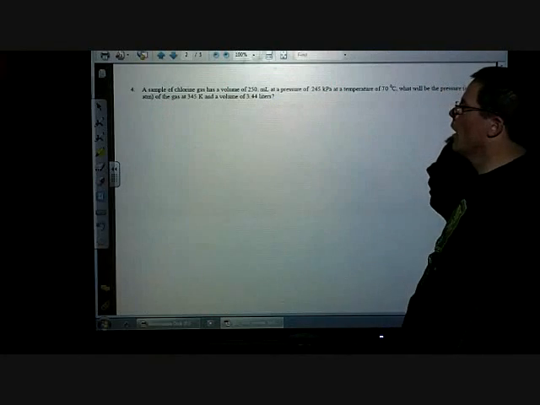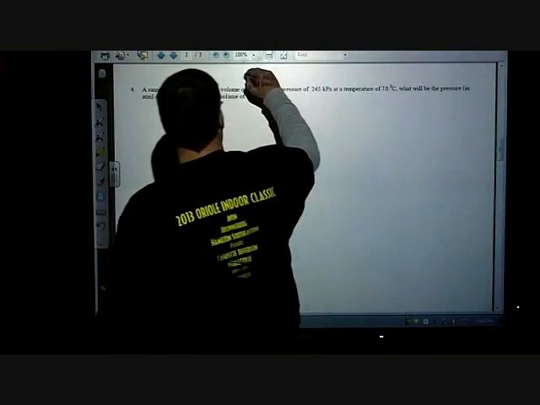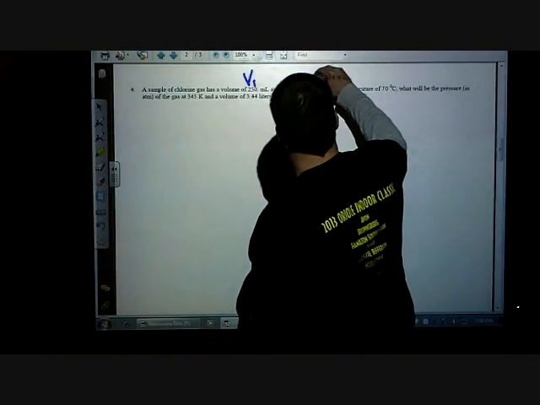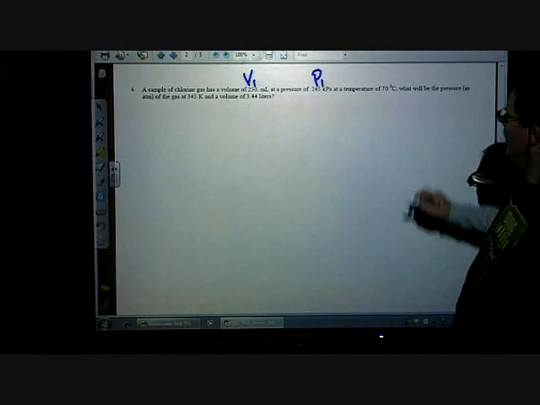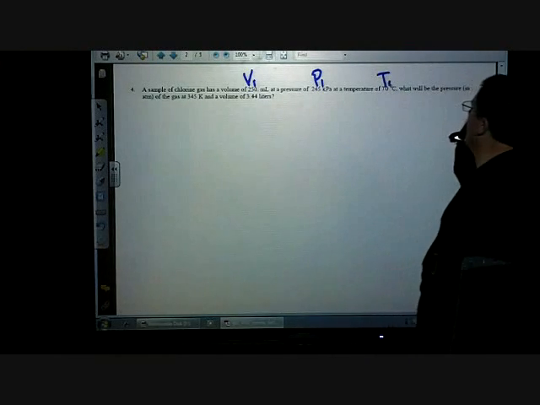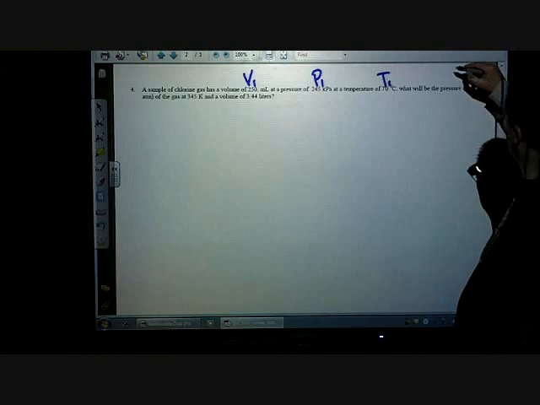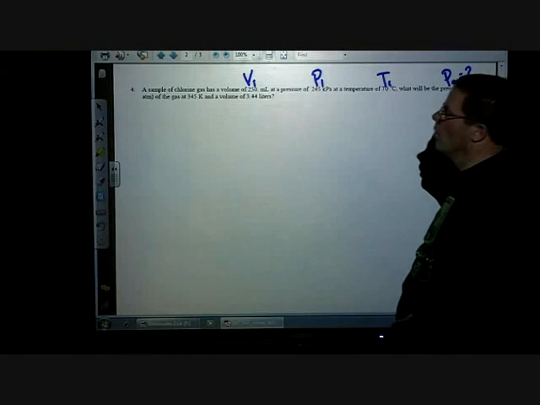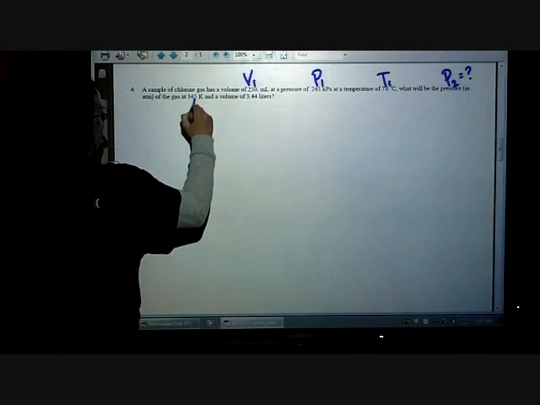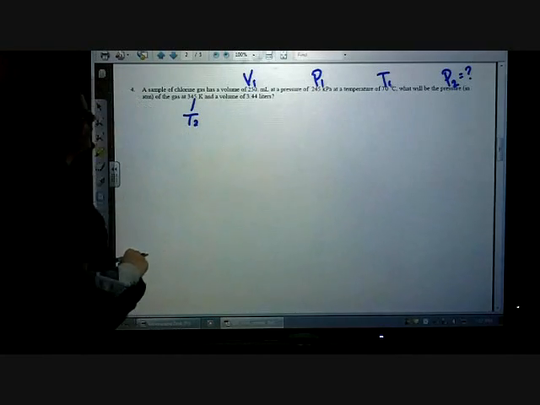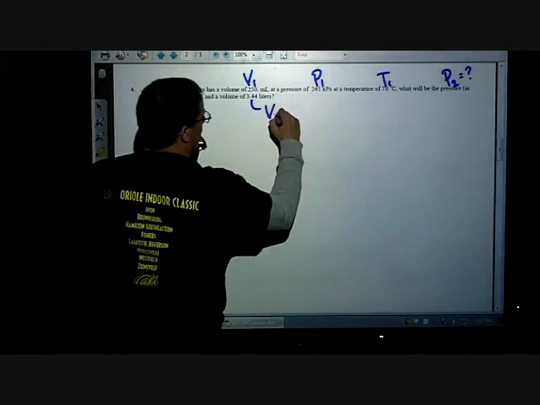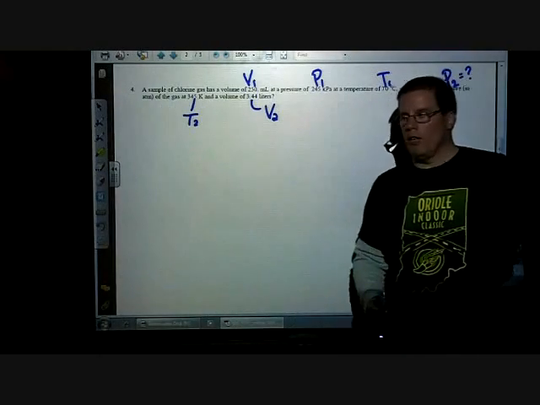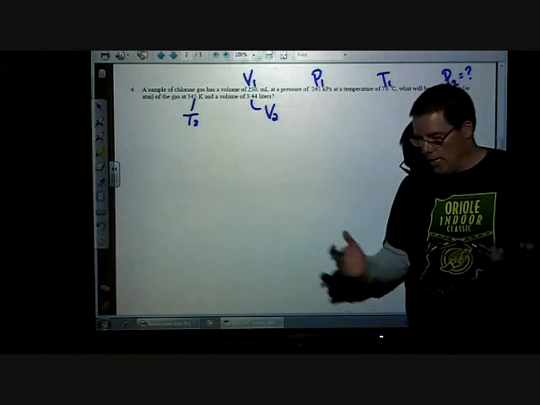Number 4. A sample of chlorine gas has a volume, V1, of 250 milliliters at a pressure of 245 kilopascals at a temperature of 70 degrees Celsius. What will be the pressure in atmospheres of the gas at 345 Kelvin, T2, at a volume of 3.44 liters? Now I realize these types of problems are your favorite. I get it.